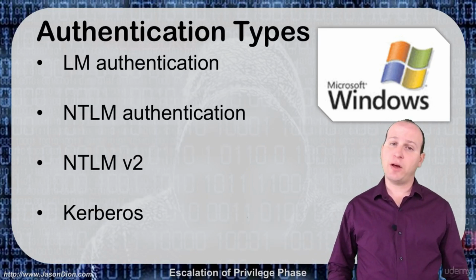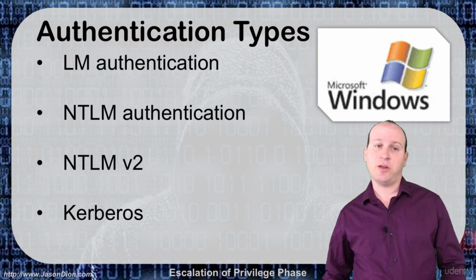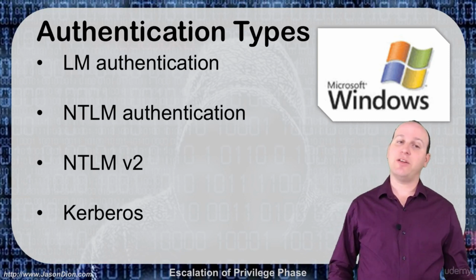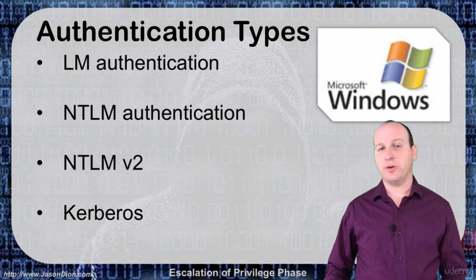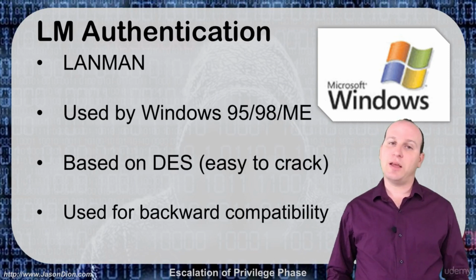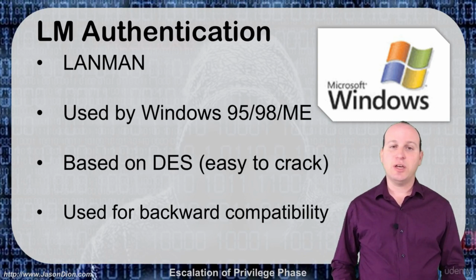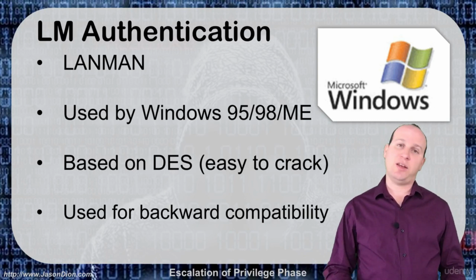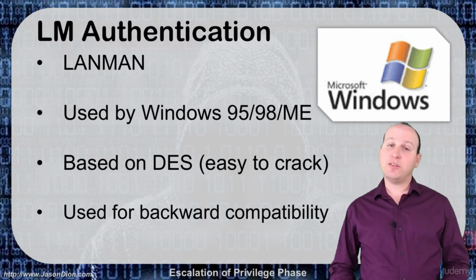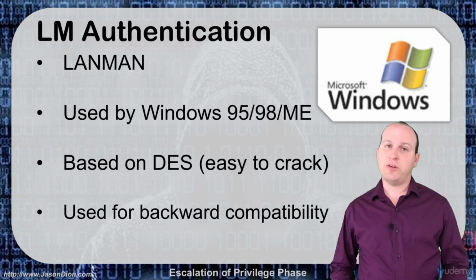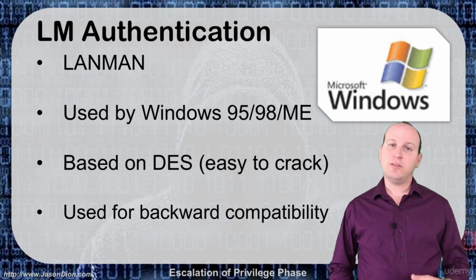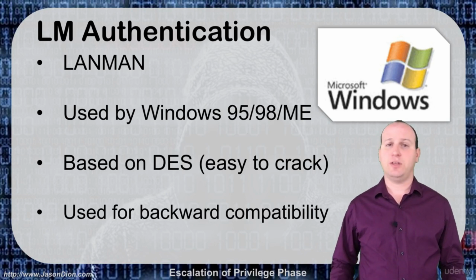There's LanMan authentication, NT LanMan authentication, NT LanMan version 2 authentication, and Kerberos. So we're going to talk about LM authentication. LM authentication is LanMan authentication. It was used by Windows 95, 98, and ME, and it's based on DES, the Data Encryption Standard, making it very easy to crack. DES is only 56 bits long, therefore most modern computers can crack it fairly easily.